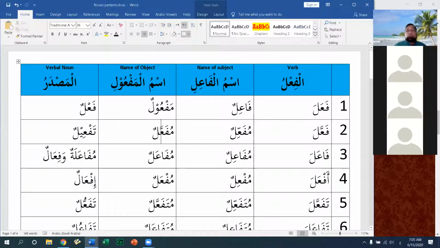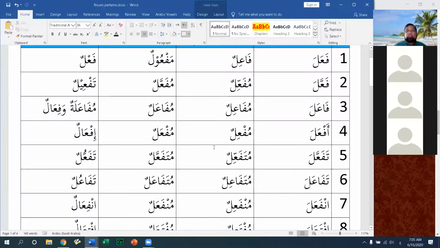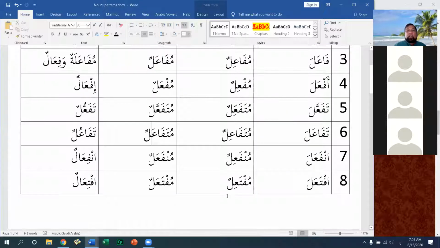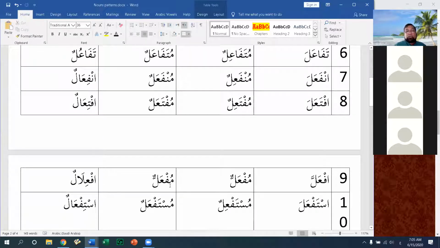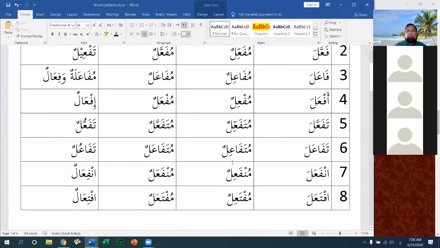مفعل مفعل مفاعل مفاعل مفعل مفعل. So you notice that متفعل متفعل متفاعل متفاعل منفعل منفعل مفتعل مفتعل. And this one is both fatha, and I'll explain why for this pattern. مستفعل مستفعل.